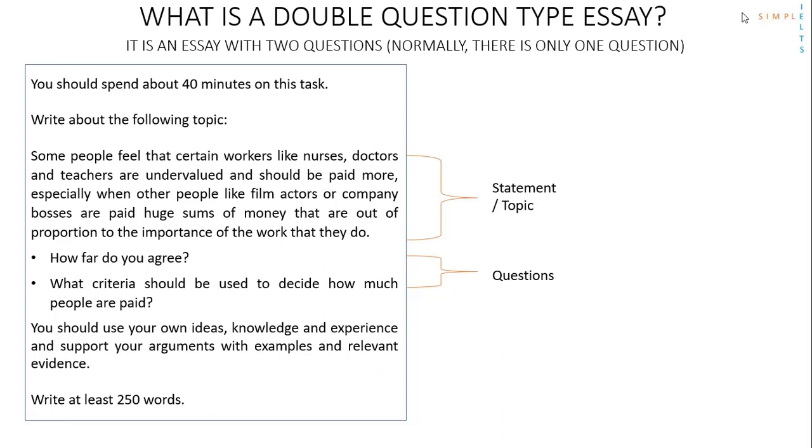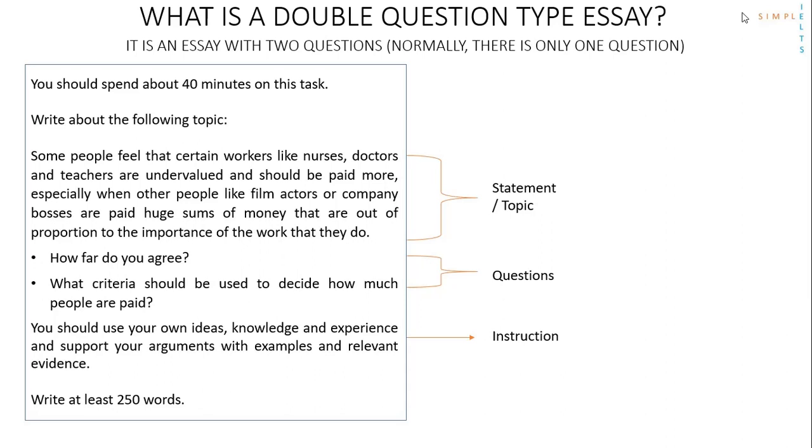Some people feel that certain workers, like nurses, doctors, and teachers, are undervalued and should be paid more, especially when other people, like film actors or company bosses, are paid huge sums of money that are out of proportion to the importance of the work that they do. The questions are, how far do you agree, and what criteria should be used to decide how much people are paid. Okay, and then there's an instruction. You should use your own ideas, knowledge, and experience, and support your arguments with examples and relevant evidence.